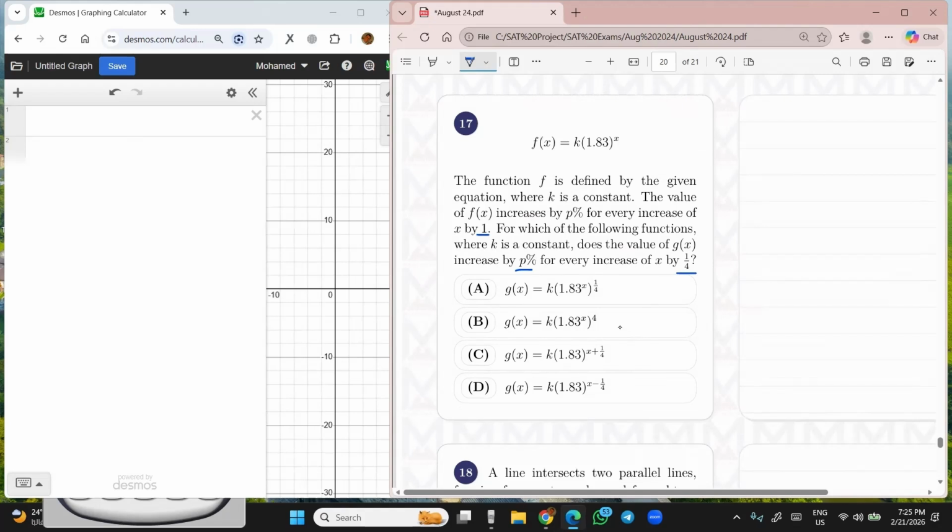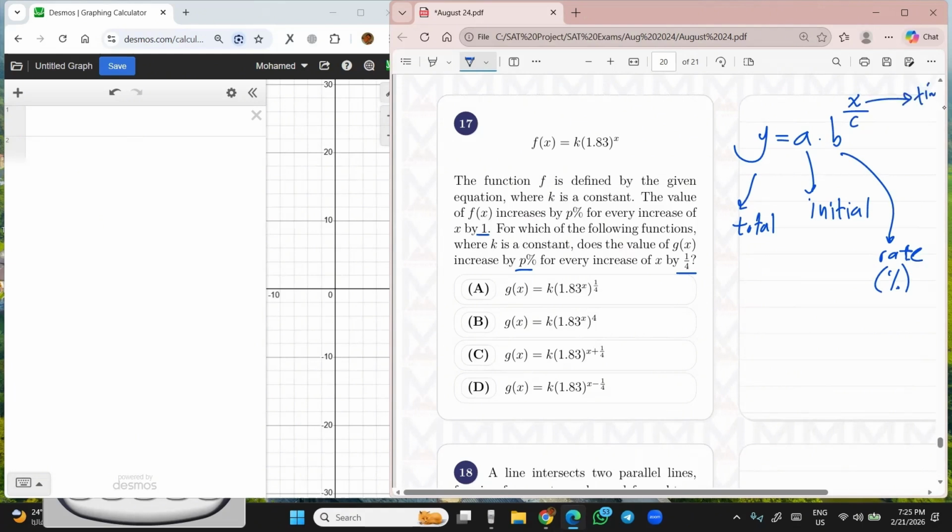So here we have to remember, because the exponential function has many keywords you need to consider. Remember this: y is equal to a times b to the power of x over c. For the value of y, we are talking about the total. For a, we are talking about the initial or the starting. B is the rate or increase or decrease in the value, which contains a percentage. And then x is the time. But this c is coming after the word every. Every something, you are talking about c.